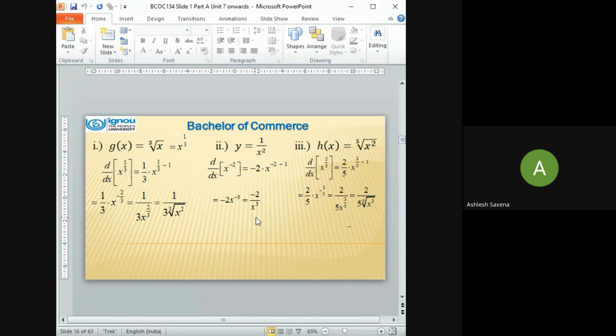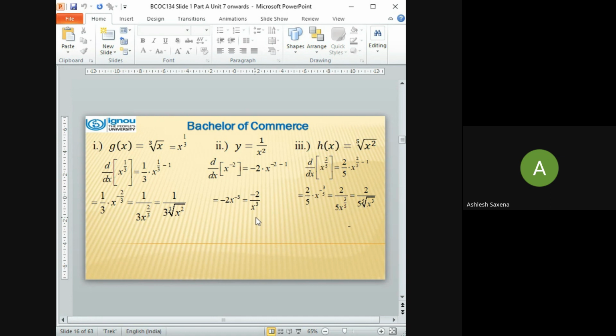Third problem. h(x) is equal to fifth root of x square. Fifth root of x square means x raised to the power 2 by 5. We will be differentiating. We will be taking 2 by 5 in front, and we will be reducing one power of 2 by 5. So that will become 2 by 5 into x raised to the power minus 3 by 5.